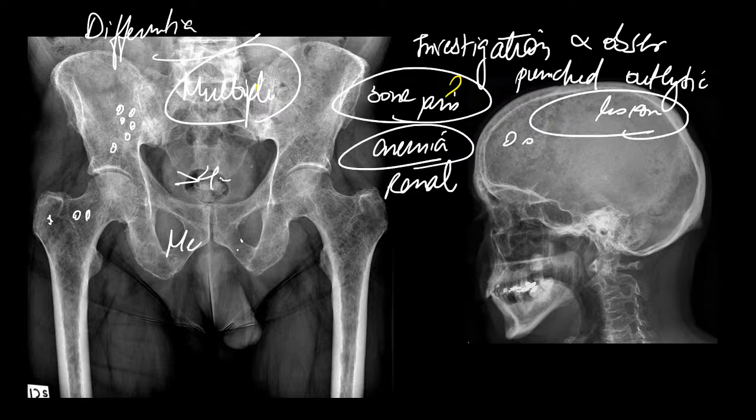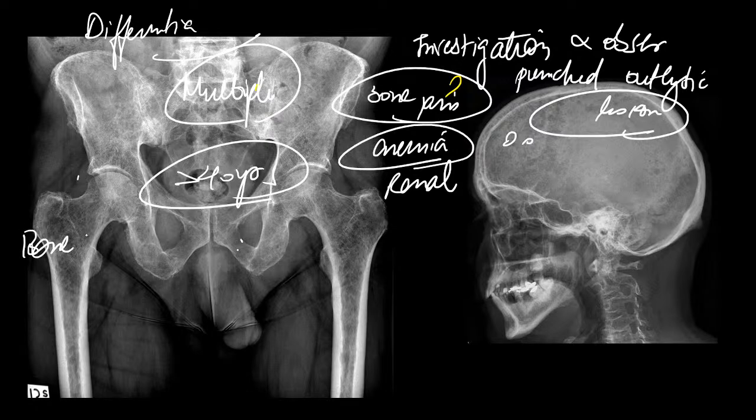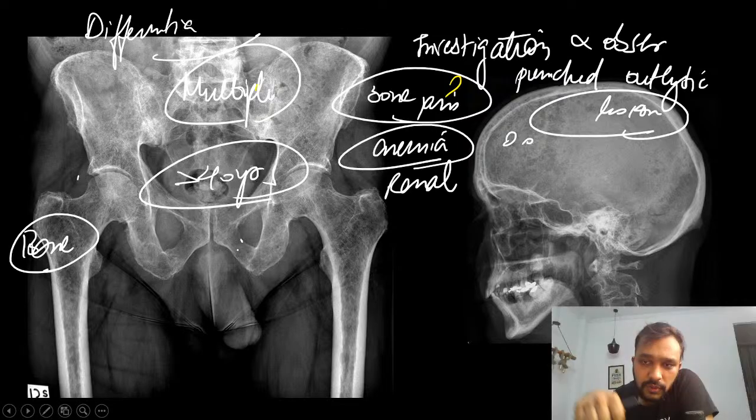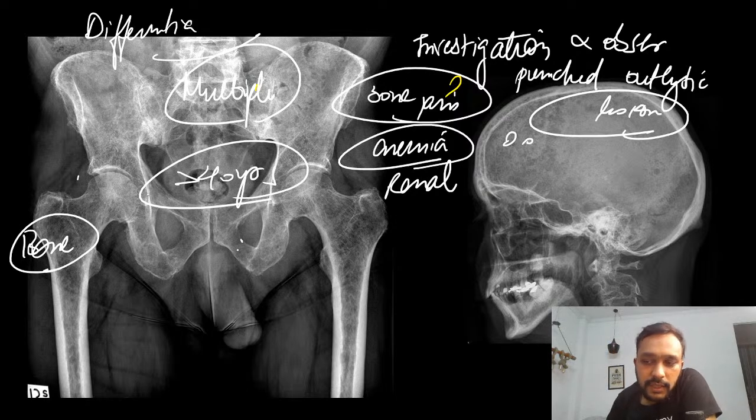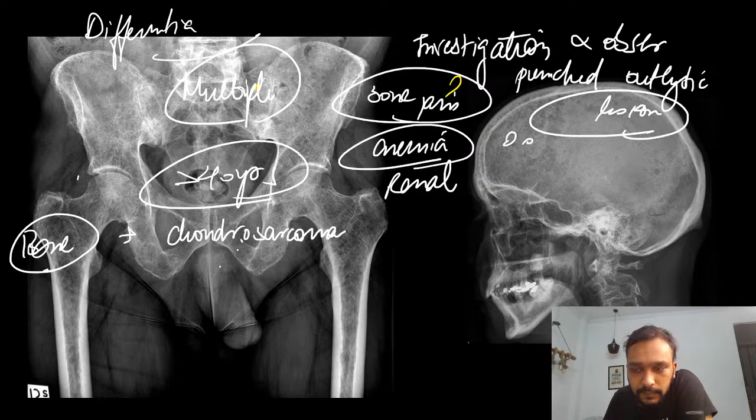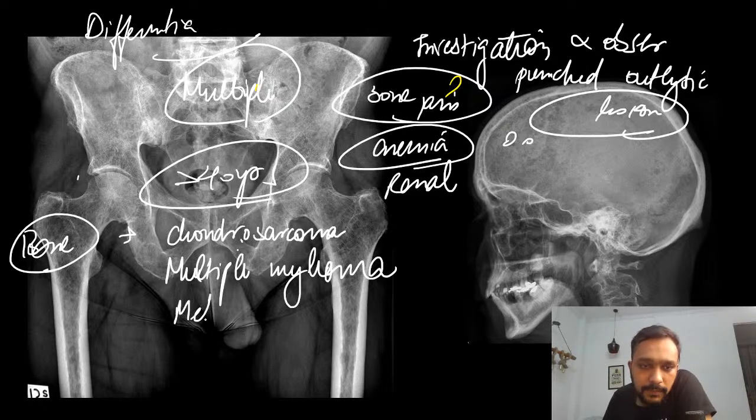Okay, in a patient more than 40 years of age, what are the tumors which are more common? Anyone? Bone tumors which are common in patients with more than 40 years of age. So there are three tumors that are common in more than 40 years of age. That is your chondrosarcoma. Then you have your multiple myeloma. And the third is metastasis.